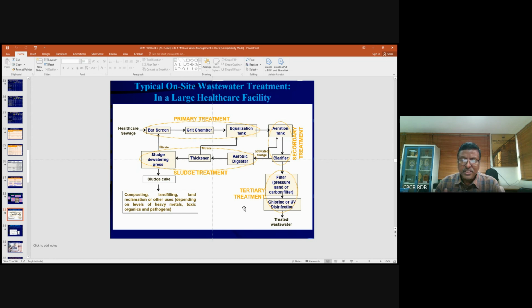These are the technologies that one has to use for the treatment of liquid waste from hospitals. This is the general flow chart I have shown you, but it has to be decided depending upon the quality of liquid waste generated by the hospitals. It is a general flow diagram, but more or less you will have all these components in order to ensure proper treatment of liquid waste.